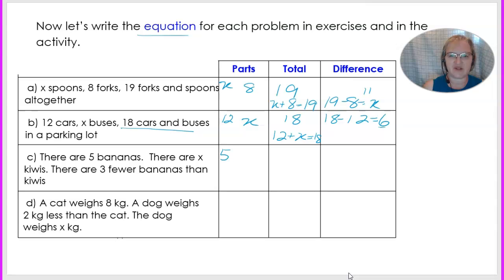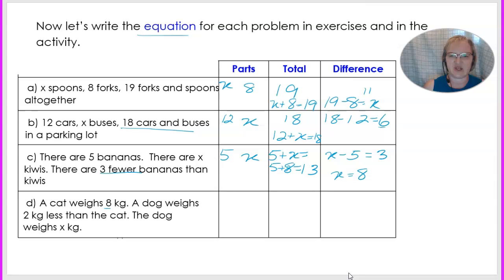If we have 5 bananas and X kiwis, there are 3 fewer bananas than kiwis, so 3 is our difference. How many do we have altogether? 5 plus X will equal our total, but we don't know what our total is, and we can't have 2 unknowns. So let's figure out what the difference is. 3 fewer bananas means that we need to start with the X, subtract the number of bananas to equal the difference of 3. So our X must equal 8. So now we can put it in here. 5 plus 8 will equal 13.